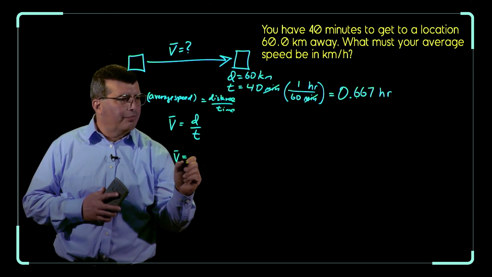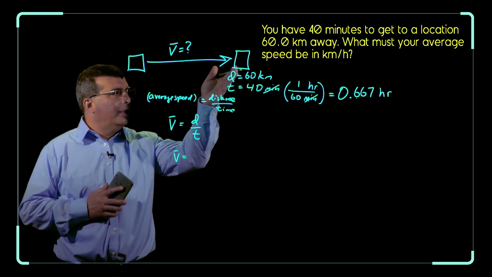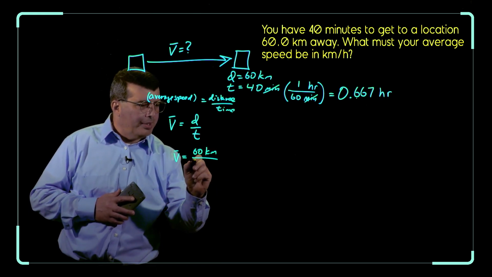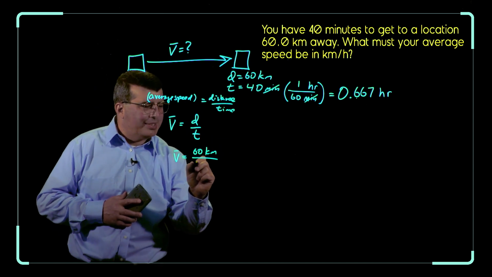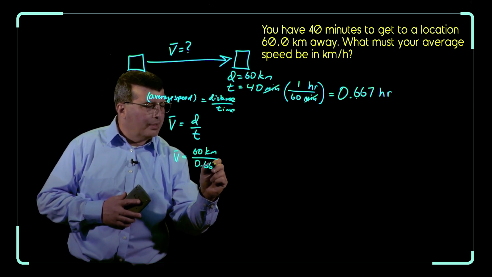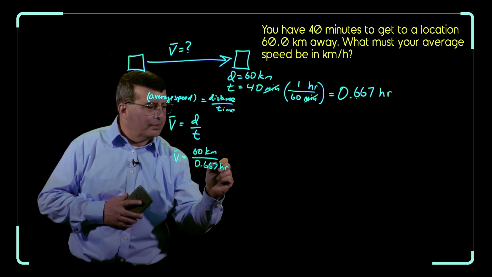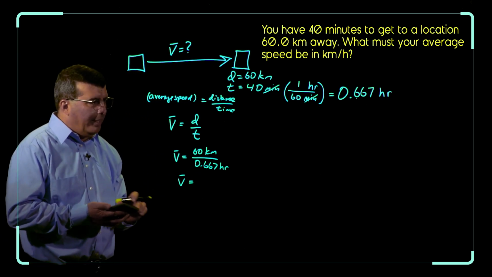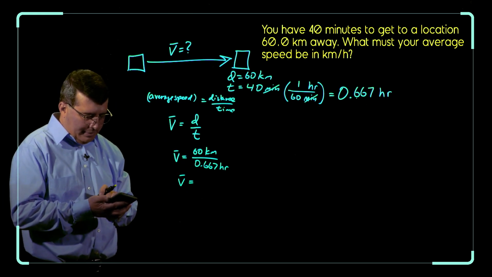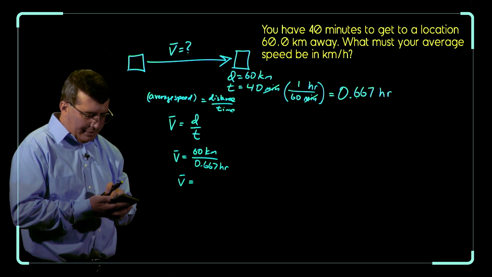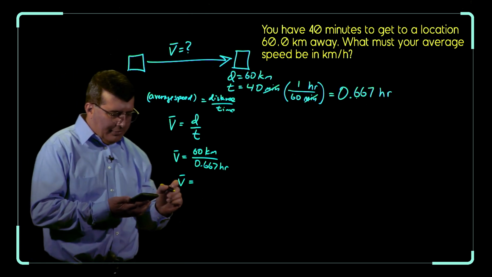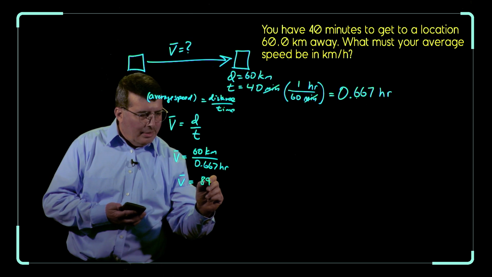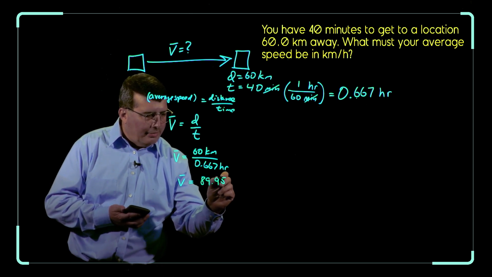So average speed is what we're looking for. Distance, D, is 60 kilometers. And T is 40 minutes. T is 0.667 hours. Okay, so now I have 60 divided by 0.667, and that gives me, well, okay, it gives me 89.95 kilometers per hour.